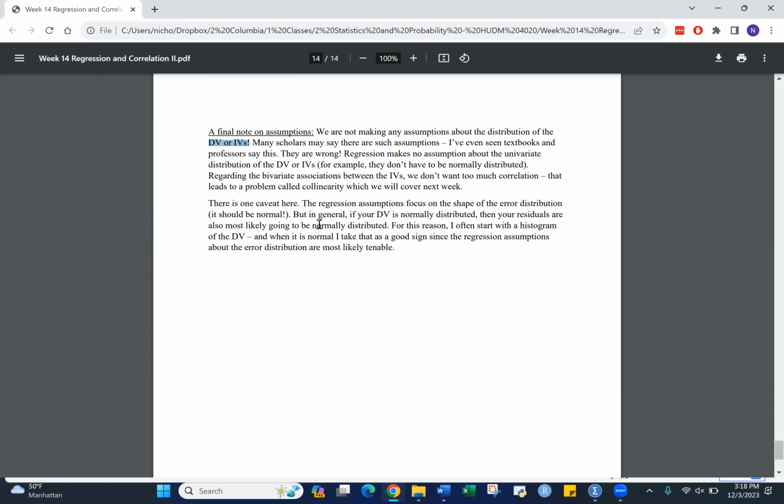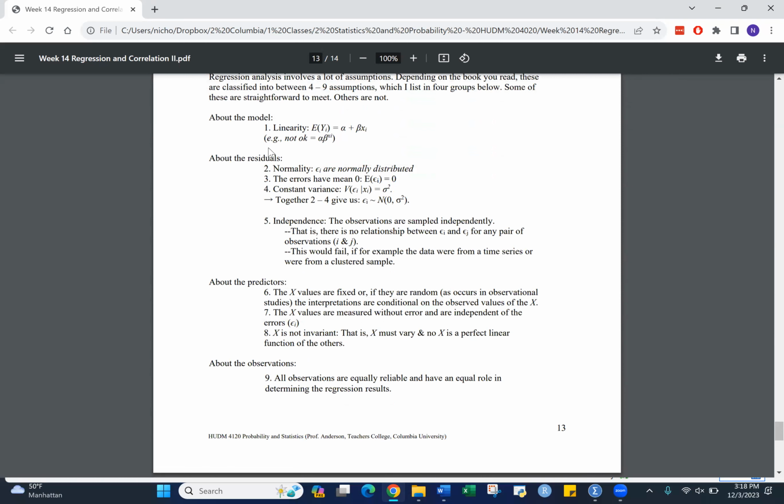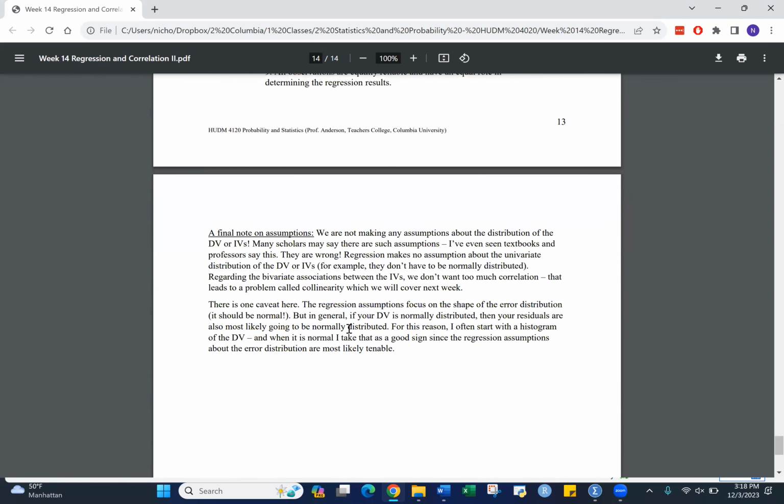But one caveat here is that the regression assumptions really focus on the shape of the error distribution. So this group of assumptions, the residual assumptions, are the main ones you're going to check. And so it is true that the error distribution has to be normal. And it is also true that usually when your DV is normally distributed, your errors are normally distributed too. So that's why some books will talk about the distribution of Y, but really it's the distribution of errors that matters.